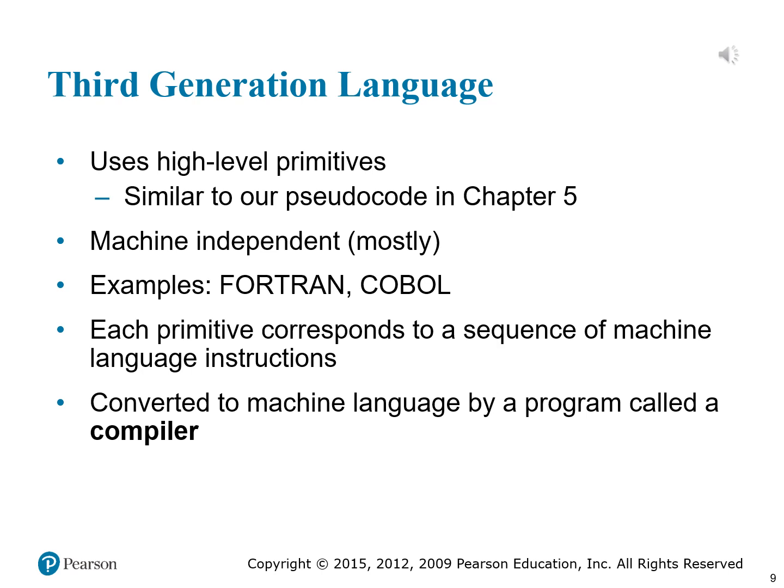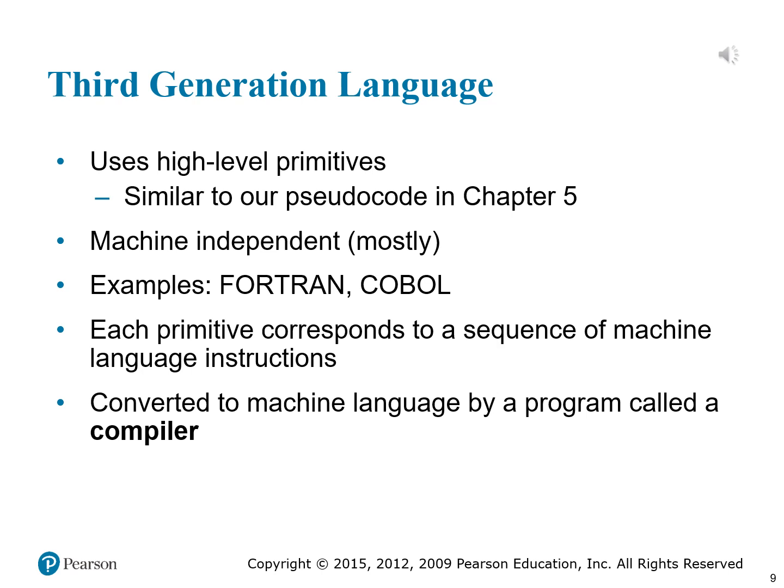Fortran and COBOL are two well-known examples of third-generation languages. Fortran, which stands for Formula Translator, was developed for scientific and engineering applications. COBOL, which stands for Common Business-Oriented Language, was developed for business applications.